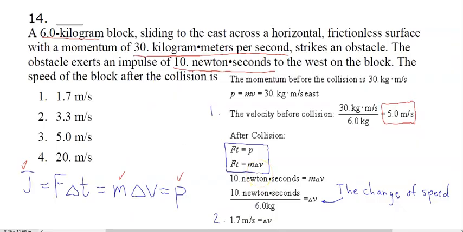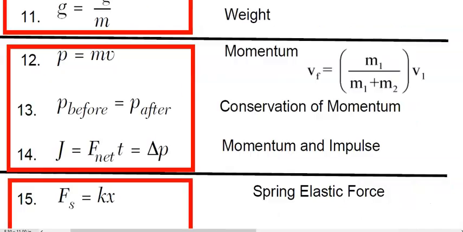Let's take a look at this first problem. A 6 kilogram block slides to the east across a horizontal frictionless surface with a momentum of 30 kilogram meters per second. It strikes an obstacle. The obstacle exerts an impulse of 10 Newton seconds to the west on the block. The speed of the block after the collision is? Alright, so we're going to need to use J equals F delta T equals M delta V equals delta P, which is expression number 14.